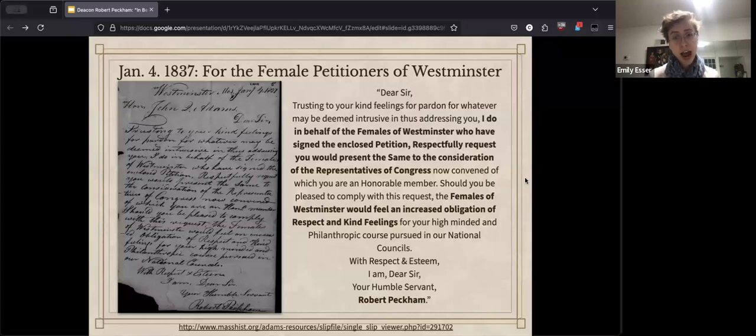He says, on behalf of the females of Westminster who have signed the enclosed petition, respectfully request you would present the same. Now, the females of Westminster does sound a little odd, but remember they had the Female Book Club of Westminster, so that was probably their own terminology. And so he wrote this on behalf of the ladies of Westminster, all the women. Interestingly, his own wife and daughter were involved in gathering petitions. There's proof of that. It was really interesting to find.